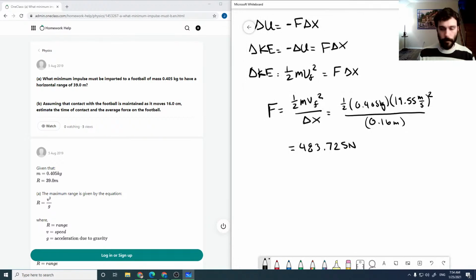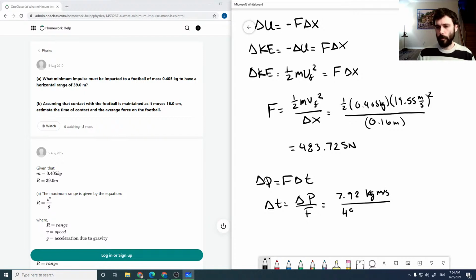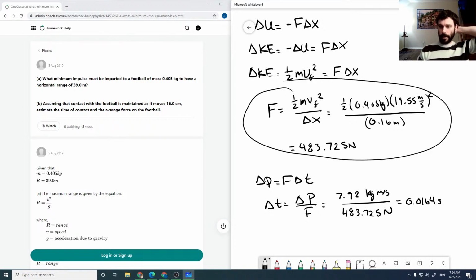And then again, delta P is F delta T. So our delta T is our delta P over F. Our delta P was 7.92 kilogram meters per second, and our force that we just solved for was 483.725 newtons. And this comes out to be 0.0164 seconds. And so then there's our force and our time.